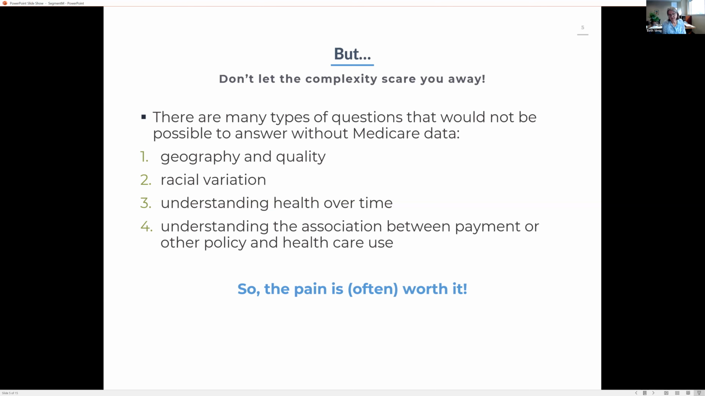So yes, it is hard. Yes, you need to do some programming. Yes, you need to spend a lot of time thinking, which is hard sometimes when you feel pressure to do, but the pain is worth it. So don't let the complexity scare you away, but don't ignore the complexity.